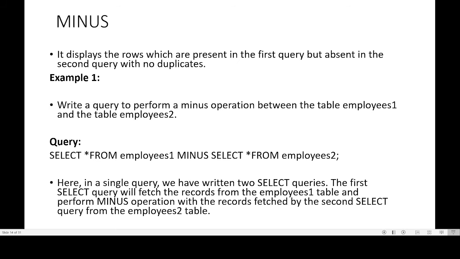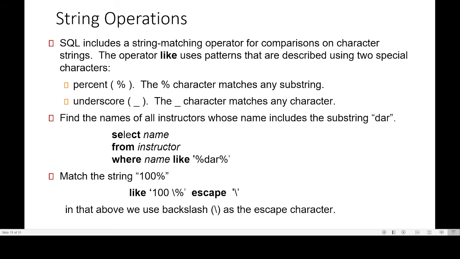Now we have another operation, that is the string operation. SQL includes string matching operators for comparisons on character strings. The like operator is used for matching the patterns that are described using two special characters. The like operator generally uses these two characters: one is the percentage symbol and the other is the underscore.